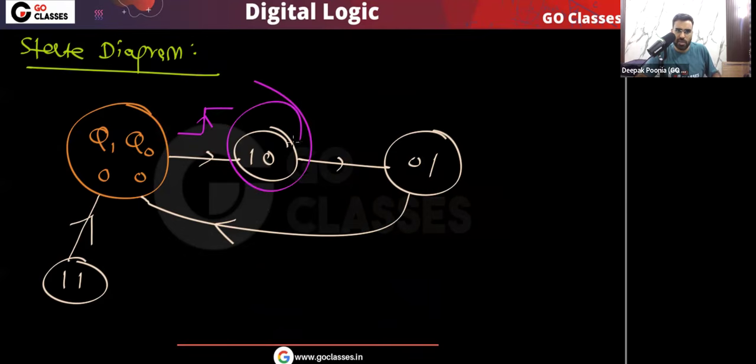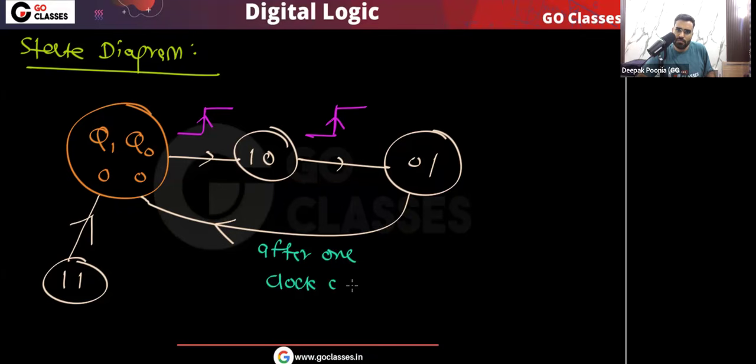Similarly, if your present state is 1, 0, then after one clock cycle, or one clock pulse, or one rising edge, the next state will be 0, 1. And similarly, if the present state is 0, 1, then after one clock cycle, the next state will be 0, 0. And if your present state is 1, 1, the next state will be 0, 0.